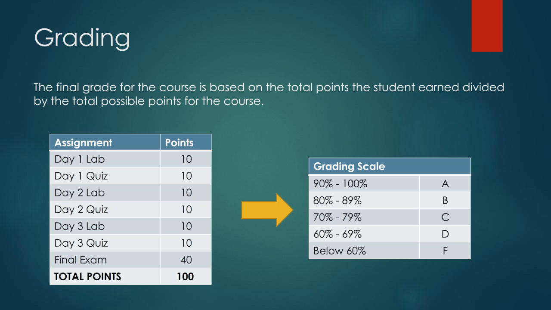The final grade for the course is based on the total points the students earned in each of the required categories divided by the total points possible for the course. So this includes their total on labs and quizzes and the final exam for a total of 100 points. The course uses the traditional grading scale for A, B, C, D, and F. This scale is used at Lakeland Community College and a number of other higher education institutions.